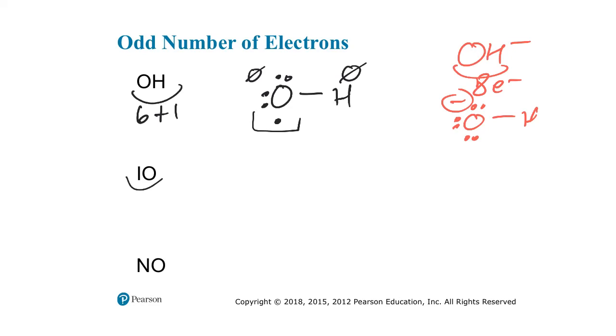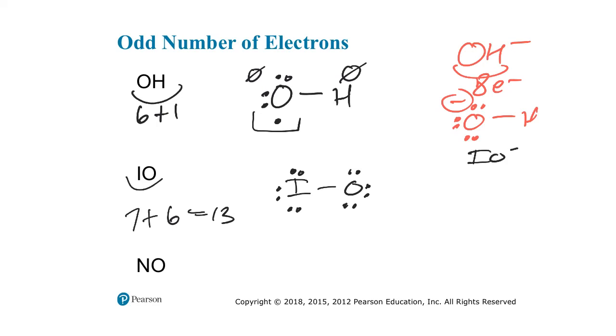What about IO? 7 for iodine, 6 for O, that's 13. So if we go with this structure here, how do we satisfy our octets? Well, let's think of almost starting with IO minus. If we start with IO minus, that's 14 electrons. So think about what electron you want to remove off of this structure here. Do we want to remove this electron or that electron? And let's think about the 2 possibilities.